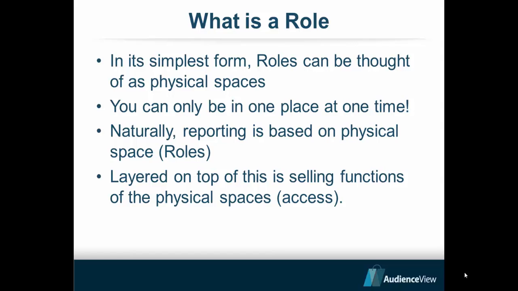So you can report upon how many tickets are sold through the box office, how many tickets are sold through the phone room, how many tickets are sold through an outlet. But then layered on top of this are selling functions within the physical spaces. What am I capable of doing within that space? For instance, when you're in the phone room, are you capable of taking cash? Do you have the ability to immediately print? These are some of the considerations that are made when looking at the physical space that you're in, the role controlling what actions you're able to perform in the system.